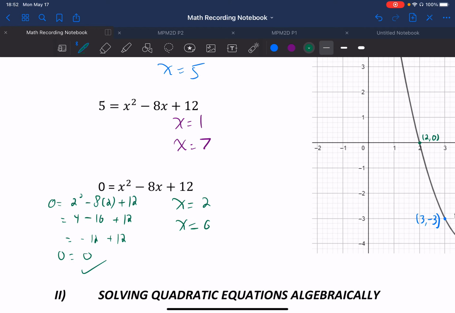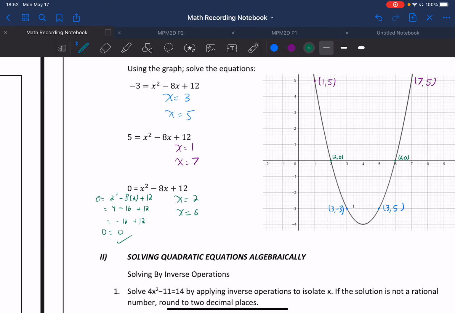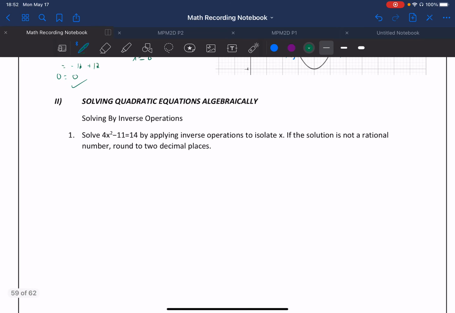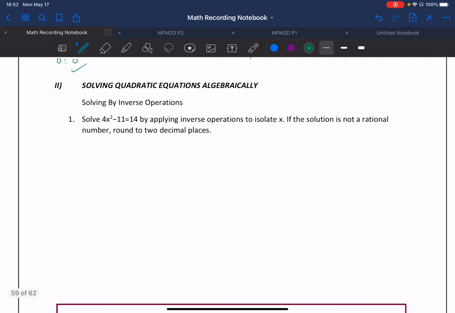There's another way we can also solve quadratic equations, and that is algebraically. And this is done by using inverse operations. So what we want to do is look at this equation here, which is 4x squared minus 11 equals 14. We're going to solve this by applying the inverse operation. If the solution is not a rational number, round to 2 decimal points. Rational number just means a whole number, and we're going to round to 2 decimal places.